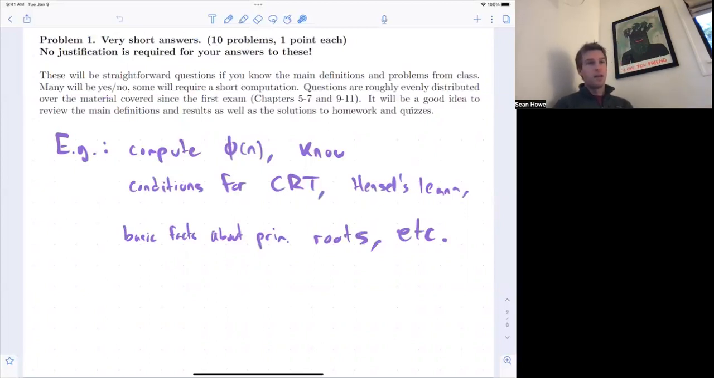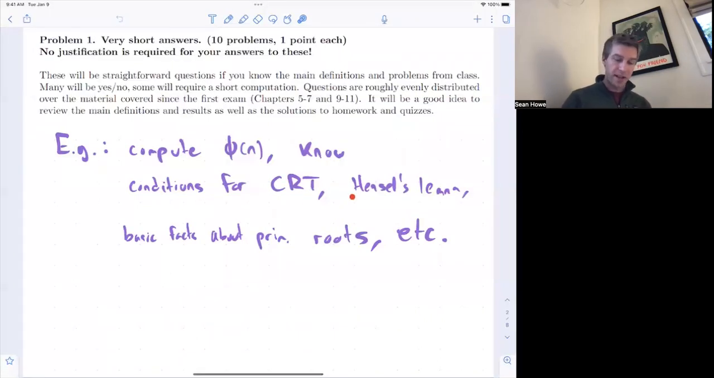And so, for example, you might have to compute phi of n for some number n. So you should know how to compute phi of n, using the prime factorization and then computing phi of prime powers. So you should know those rules that let you quickly compute phi of n. If you don't know those rules, go back and look at the slides from the lecture where we introduced Euler's phi function. For example, you should know the conditions for the Chinese remainder theorem to apply.